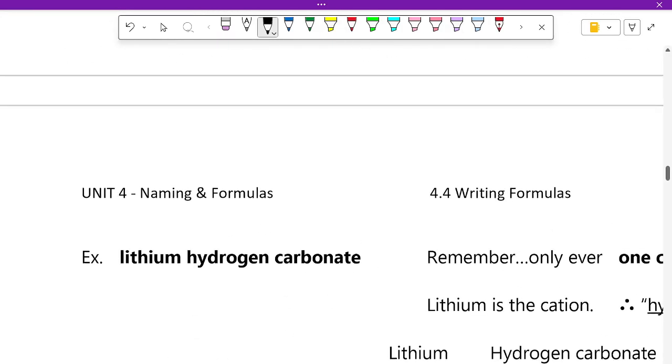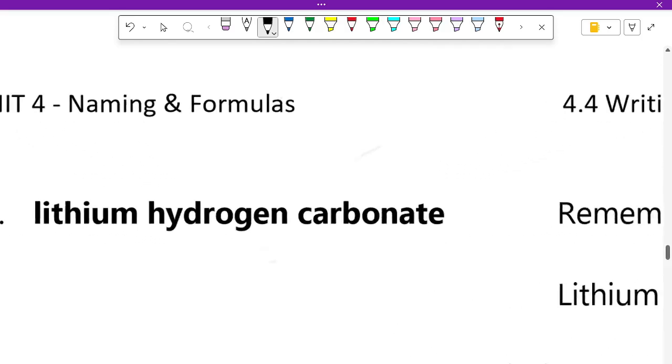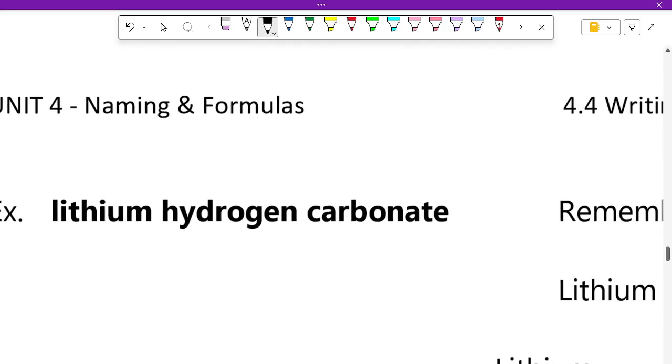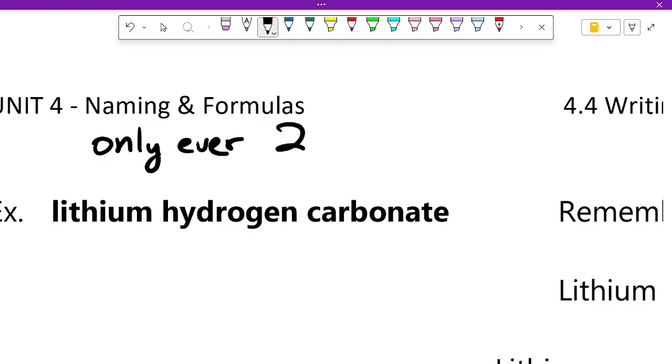Okay, here's a tricky one. Lithium hydrogen carbonate. There's only ever 2 ions. So this is not 3 different ions.